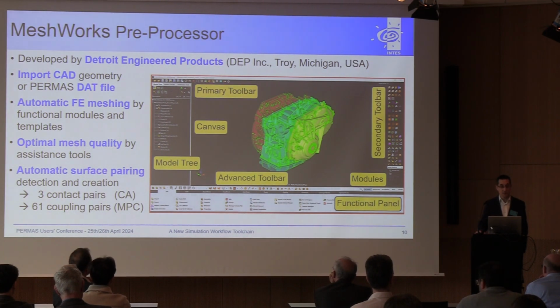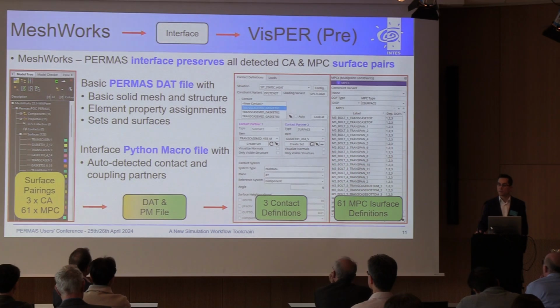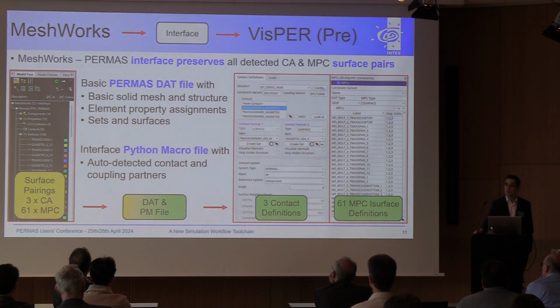Then we go further on the interface to the pre-processing part for the physics. This is very essential, as I mentioned, because it determines the speed of your workflow. In this case, on the left side, we're starting with the mentioned surface pairings, and we developed an interface which combines a PERMAS DAT file. This DAT file includes the basic solid mesh data and other structural things like sets and surfaces, and also, of course, some element property connections.